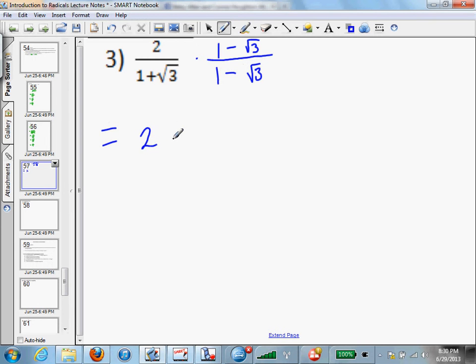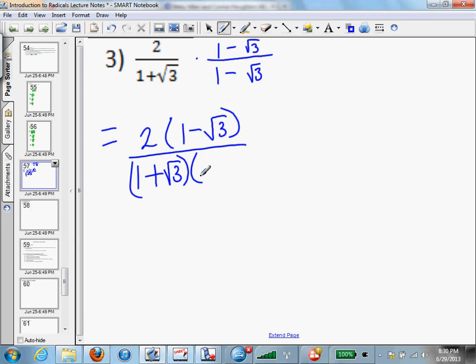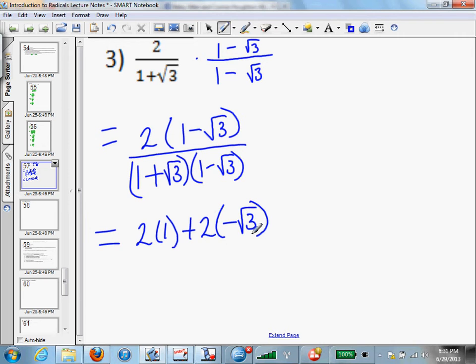Okay, so that's going to leave us with, on top, 2 times the quantity 1 minus the square root of 3. With on bottom, we're going to have 1 plus the square root of 3 as quantity, times the quantity 1 minus square root of 3. So now we need to use the distributive property on top with 2 times 1 plus 2 times negative radical 3. And on bottom, we'll use the FOIL method to distribute the 1 to both pieces in the second part of parentheses, and the radical 3 to distribute across everything as well.